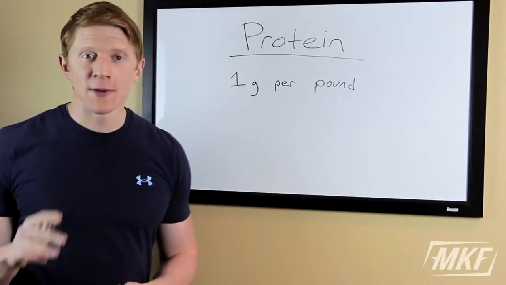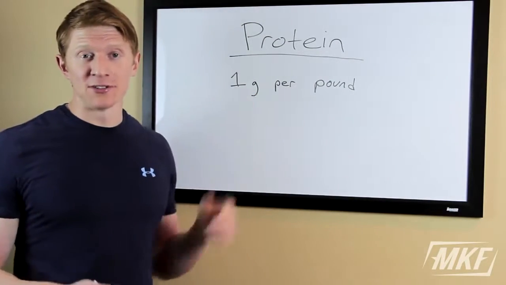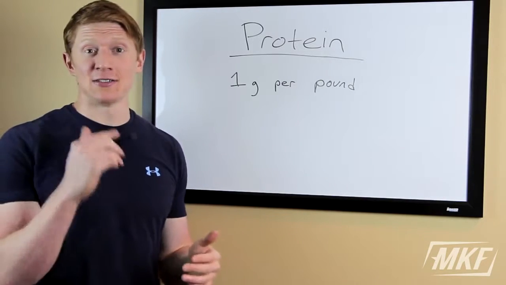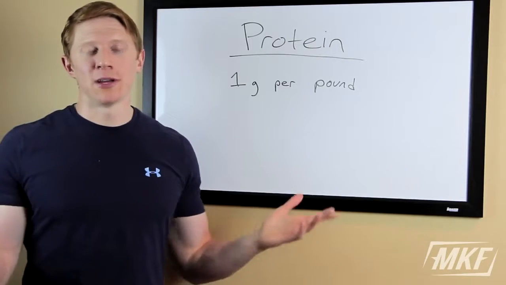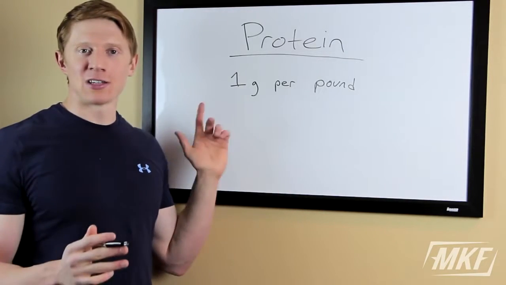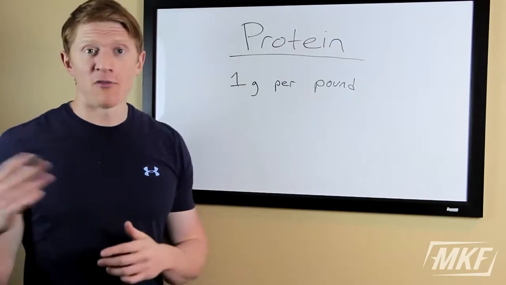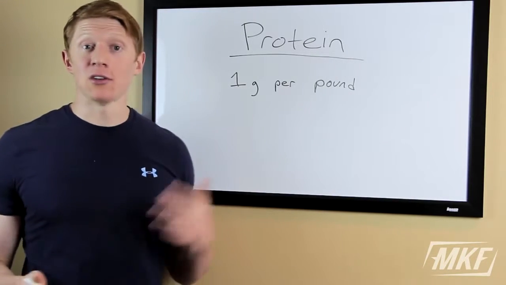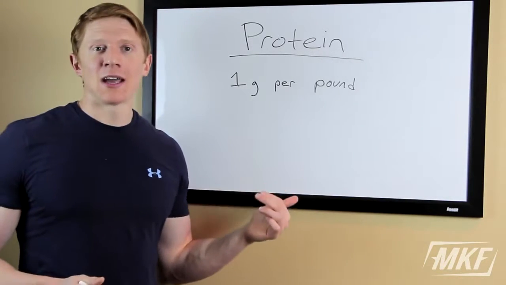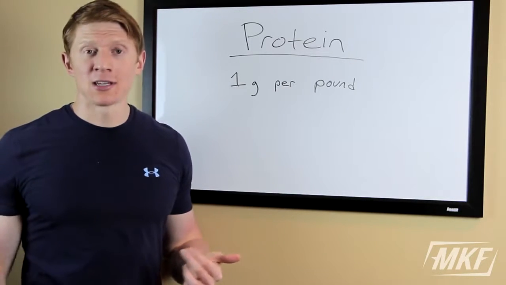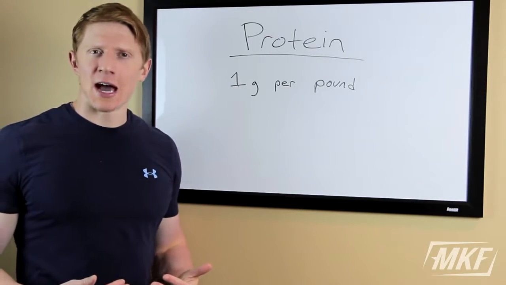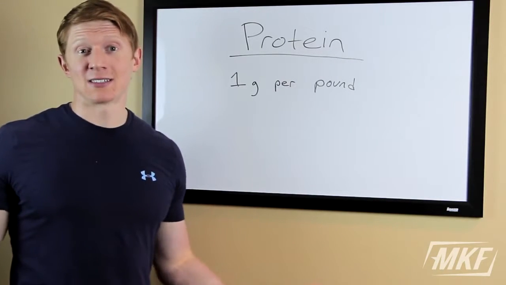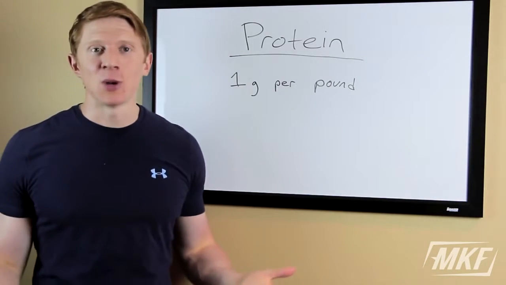So let's jump into the first macro, and that is protein. With this, it's pretty conflicting. There's a lot of research that says you need less. Some say you need more, but a good place to start is 1 gram per pound of body weight. Keep in mind, if you are really overweight, you could use your lean body mass here, because if you are 300 pounds and you have a lot of fat, you're obviously not going to need 300 grams of protein. It just doesn't make any sense. But yeah, 1 gram per pound is just a good place to start.